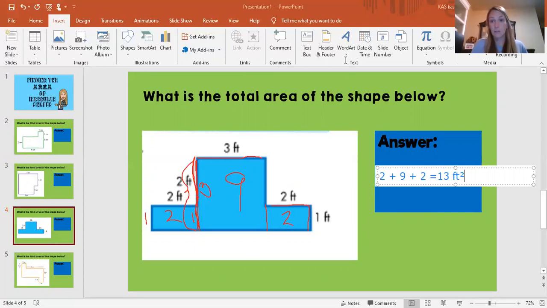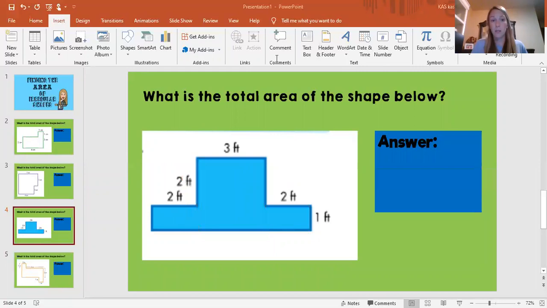Yes. There would have been a different way to do this. You could have split it up horizontally with a line going across, and then we would have had a rectangle on top and a rectangle on bottom. This top one would have been easy because I have 3 and 2, 3 times 2, which is 6. Now the bottom one's going to be a little tricky because I know this is 1, but I do not know what this whole long side is. So you would have to figure that out.